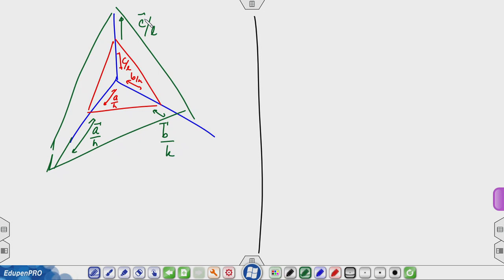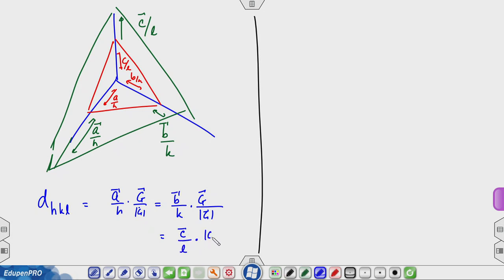And I want to take its projection perpendicular to the plane. So, d_HKL is going to be A over H times G over mod G, which is same as B over K dot G over mod G, which is same as C over L dot vector G over mod G. And this comes out to be nothing but 2 pi over mod G. So, that is the distance between the two planes.